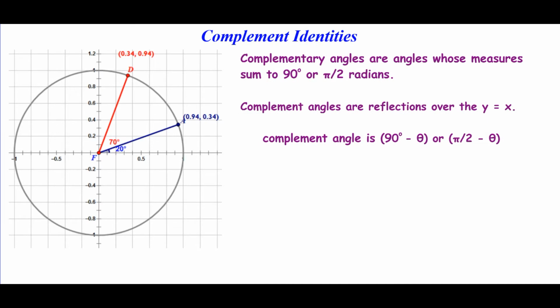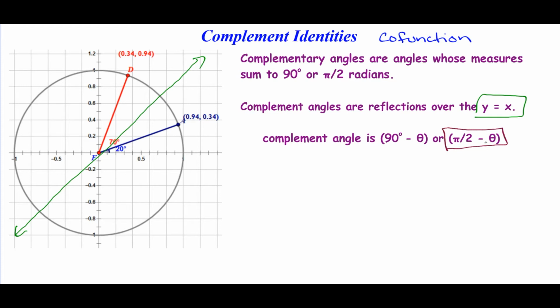All right, the last one is my complementary identities, or sometimes you'll hear them referred to as cofunction identities. Remember again from geometry, complementary angles are angles that add up to 90 degrees or pi over 2 radians. Complementary angles are reflections over the line y equals x. Remember, the line y equals x would be here. We're reflecting over this line, which is the inverse, so the x and y coordinates will switch. When we talk about complementary angles, it's 90 minus theta, or more likely in radians, pi over 2 minus theta.